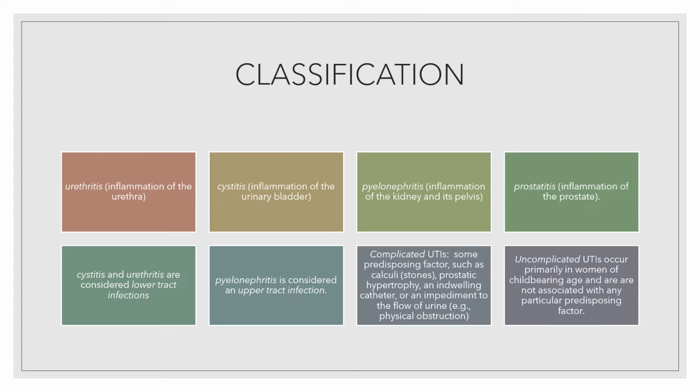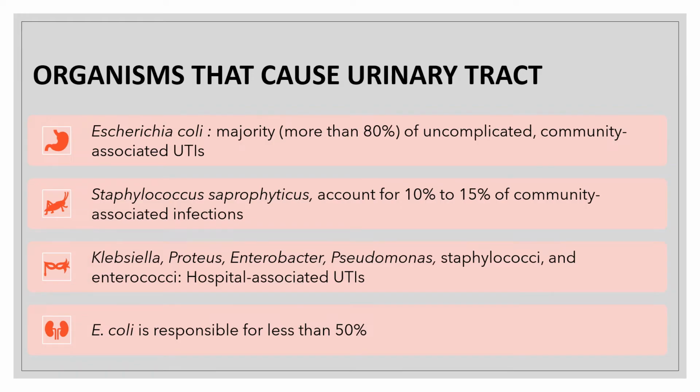UTIs are referred to as complicated or uncomplicated. Complicated UTIs occur in both males and females and are associated with some predisposing factor such as calculi or stones, prostatic hypertrophy, an indwelling catheter, or an impediment to the flow of urine. An example would be a physical obstruction. Uncomplicated UTIs occur primarily in women of childbearing age and are not associated with any particular predisposing factor.